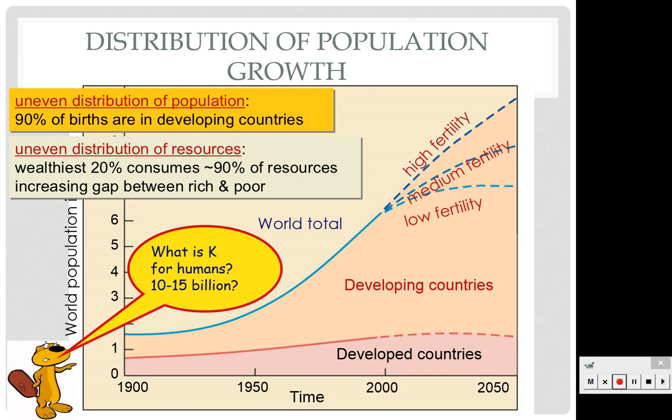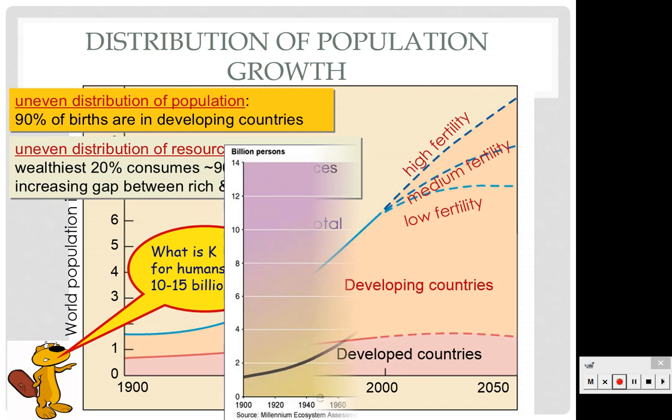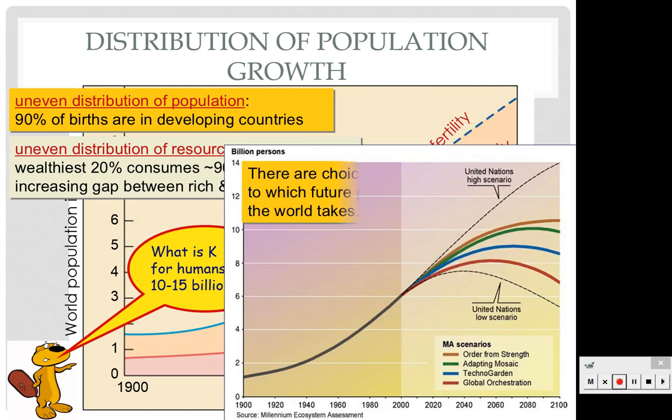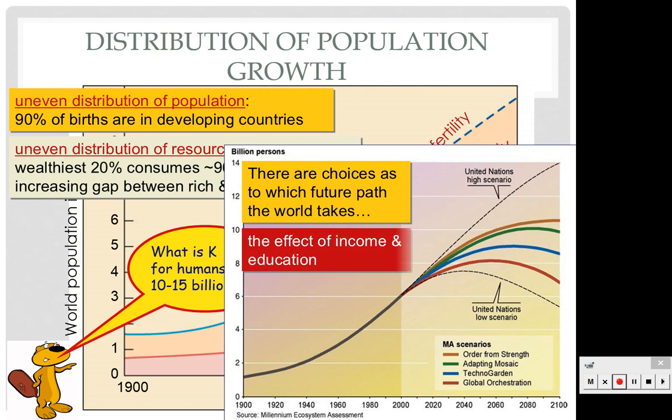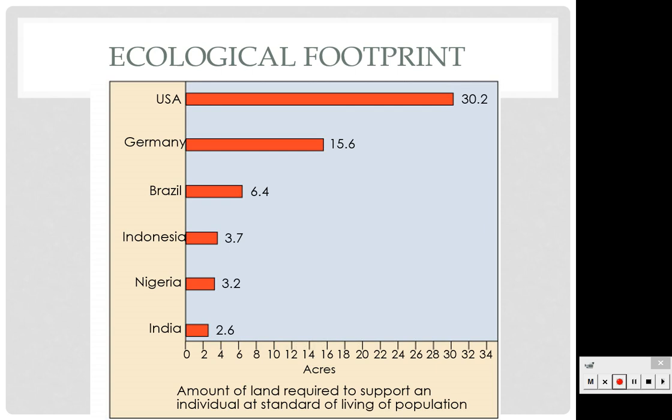Uneven distribution of resources, however, wealthiest 20% consumes approximately 90% of the resources. There's an increased gap between the rich and the poor. Okay? So there are choices as to which path the world will take. It's going to be due to the effect of income. Alright, ecological footprint.